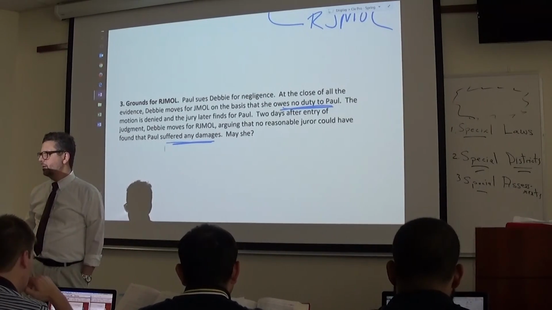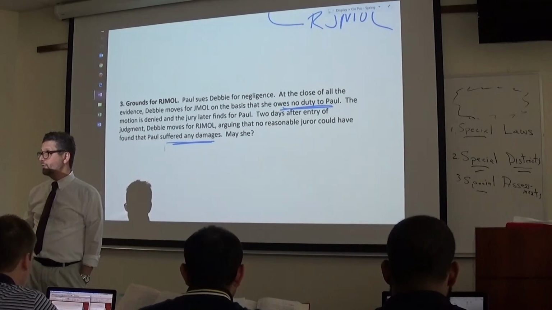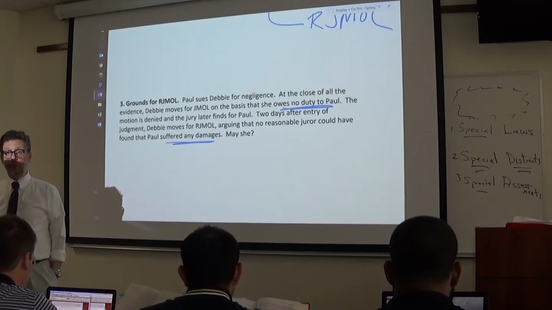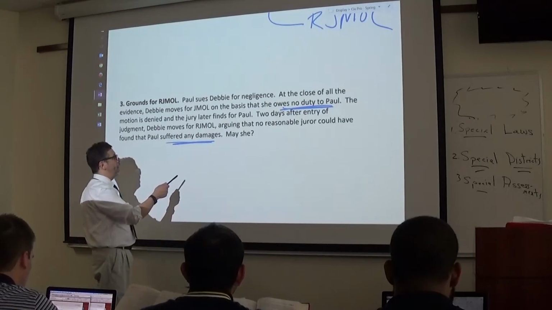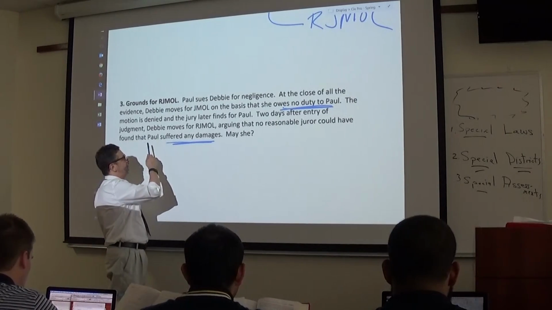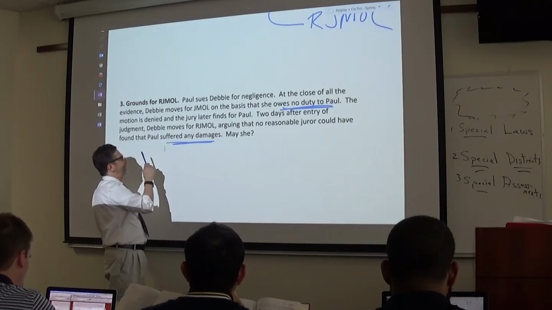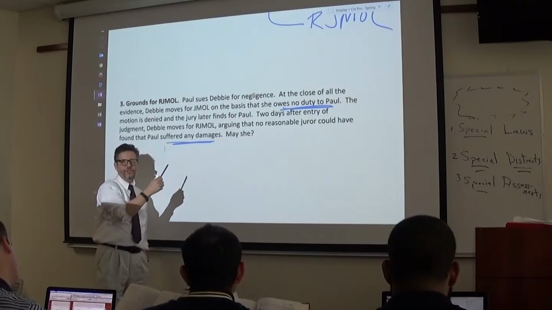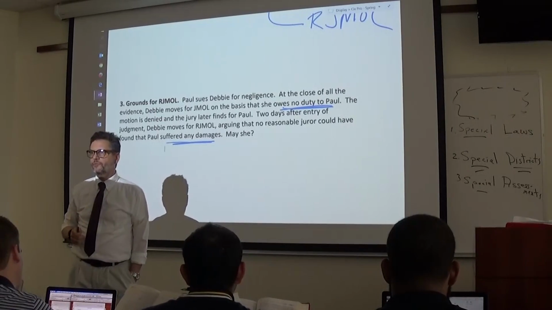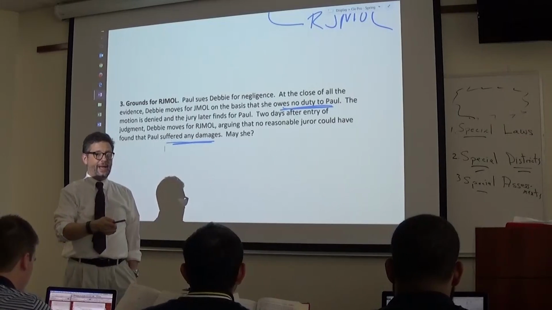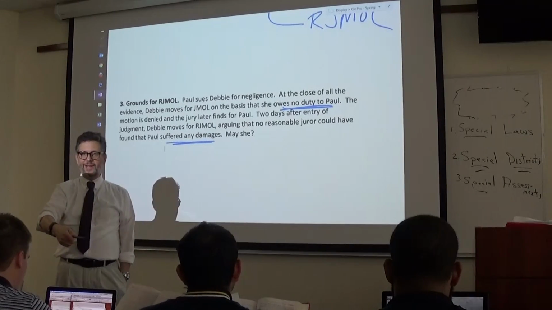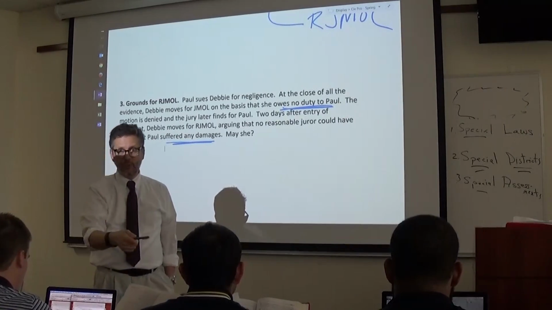After trial, Debbie does a renewed motion for judgment as a matter of law, and indeed she did do a JMOL during trial, right? And now the basis for the RJMOL is that there's no evidence. No reasonable juror could have found that Paul suffered any damages. Is this a proper 50B motion? No. And it's not, right? Because it has to be the same issue that was raised in the 50A.